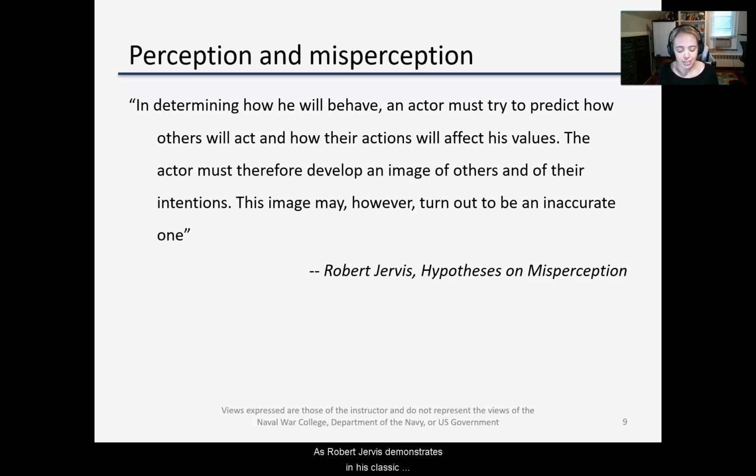As Robert Jervis demonstrates in his classic article, Hypotheses on Misperception, one of the founding pieces of this sort of genre of cognitive and psychological analyses of foreign policy decision making, foreign policy mistakes often happen when leaders misperceive one another and their intentions, and particularly when they engage in mirror imaging, assuming that others see the world the way that they do, instead of allowing for the fact that different people may see situations differently.